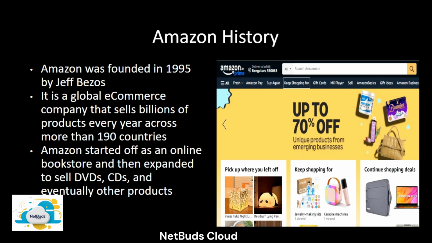Now let us understand the history of Amazon, who was the pioneer of establishing cloud computing, and nowadays is a synonym of cloud. Originally, Amazon is an e-commerce platform. It was established in 1995 by Jeff Bezos. It started with an online bookstore, then slowly expanded to sell DVDs and CDs, and now it sells hundreds of products across 190 countries. It has become a huge enterprise with trillions of dollars of market capitalization.